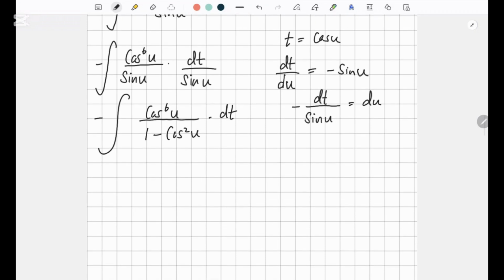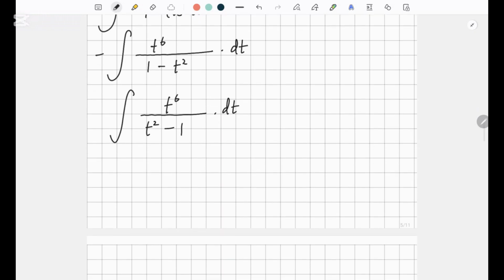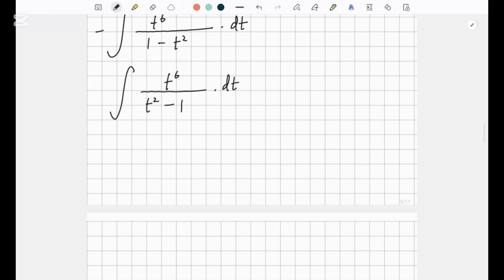Now let's put our substitution back in. So t equals cos u. So you could write cos u to the power 6 as t to the power 6 over, and cos squared u is t squared, right? So 1 minus t squared dt. If I multiply the numerator and denominator by minus 1, I'll get the integration of t to the power 6 over t squared minus 1 dt, right? And by the way guys, I'm really sorry if you hear any background noise. It's a bit noisy today, so I apologize.